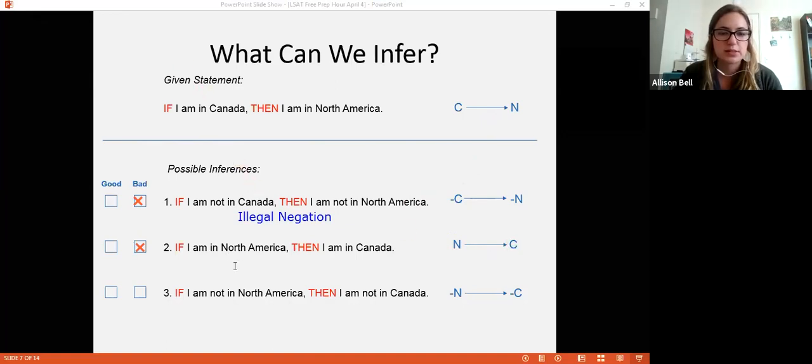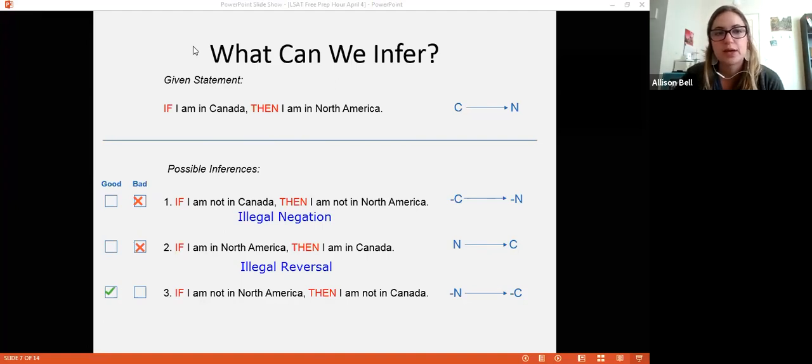So this is an example of an illegal reversal, which is also a logical flaw. It is something that you cannot do on the LSAT. You cannot take a statement like this and then come to this conclusion off the basis of that. So as most of you said, the only one that is a good inference is number 3 here. If I am not in North America, then I'm not on this continent. There's no way for me to be in Canada.